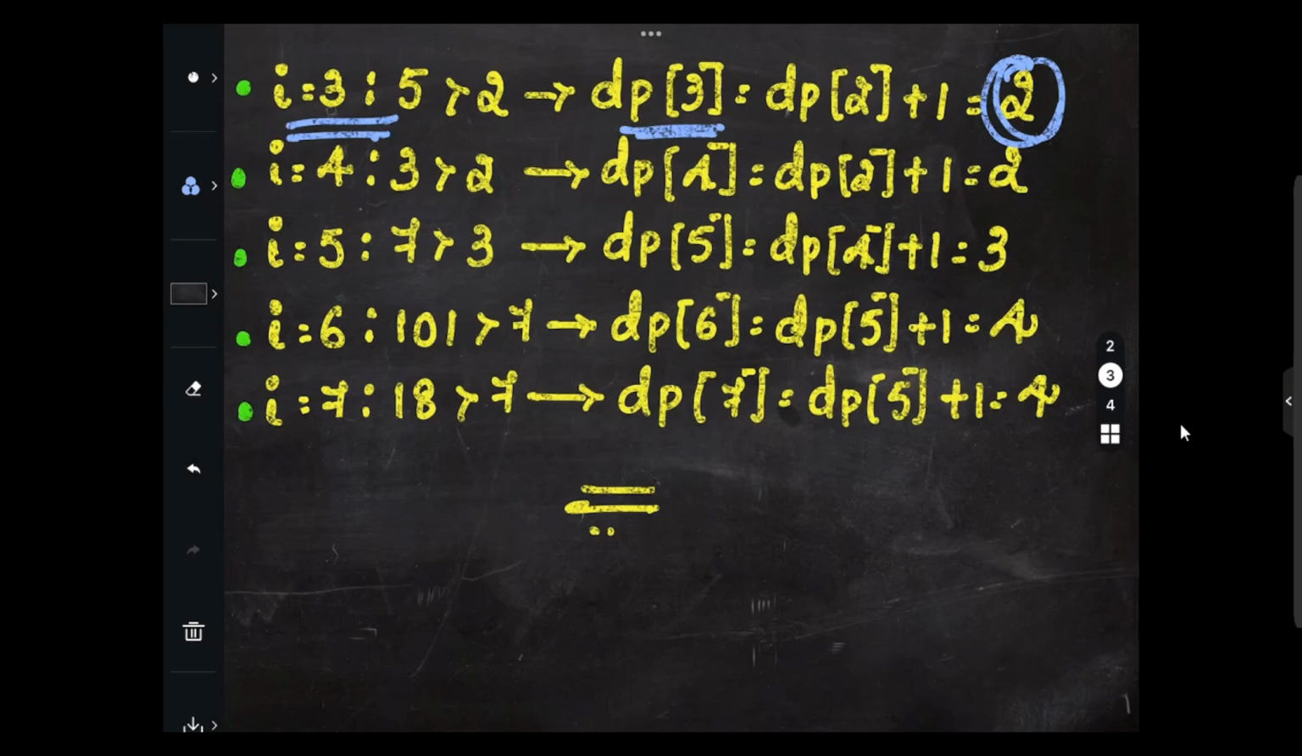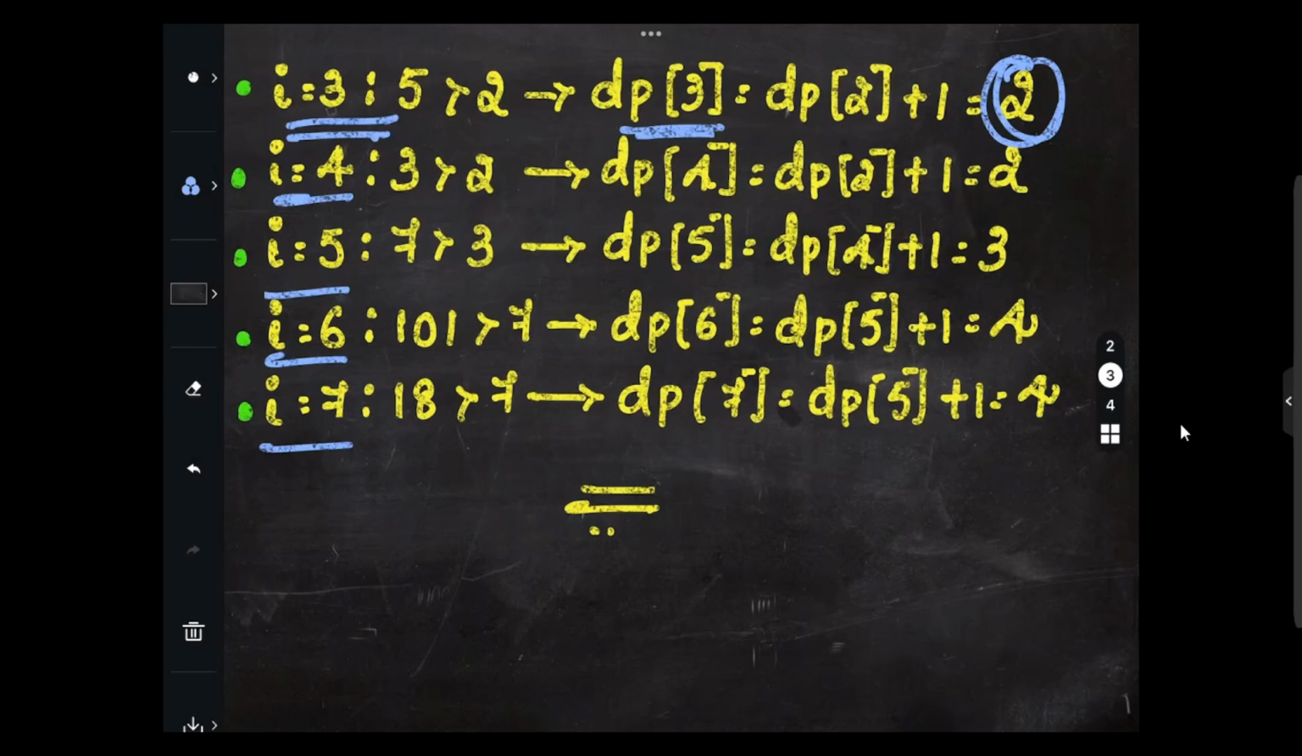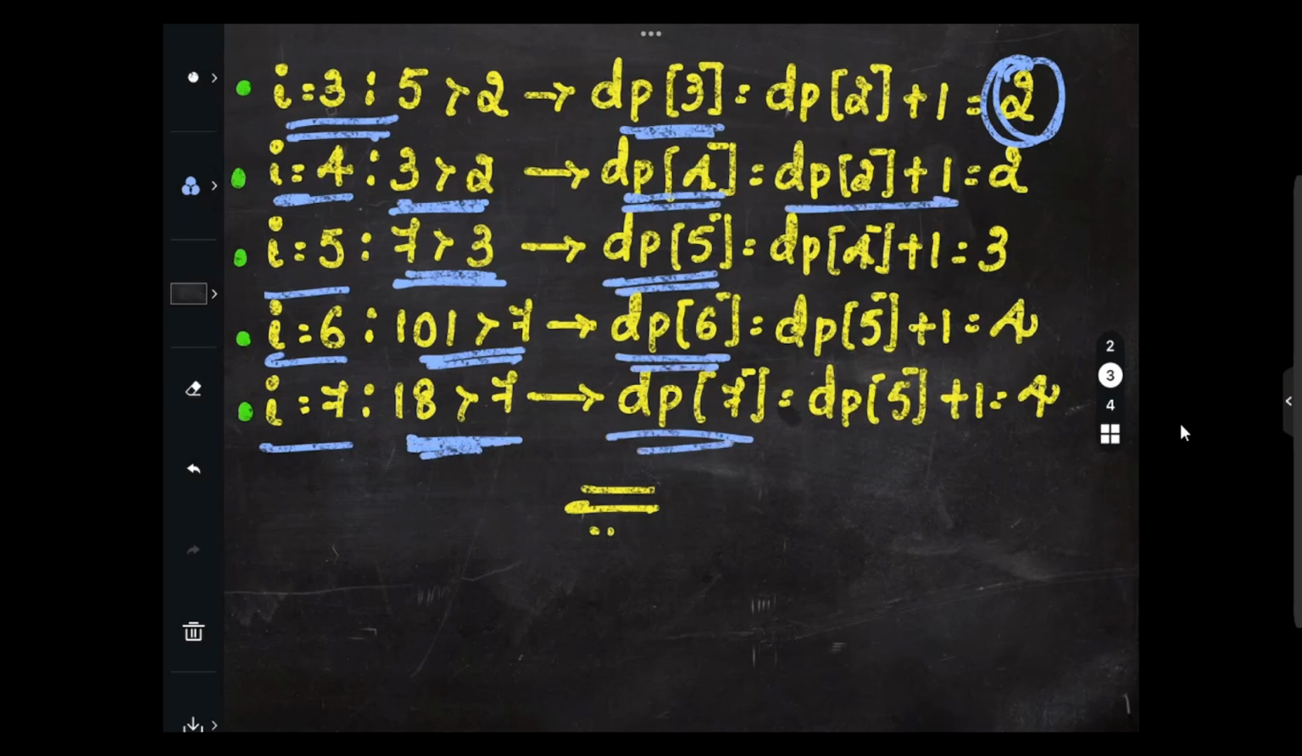So here same goes with i equals 4 5 6 7, which means in this case 3 7 101 and 18, right? So we'll be doing the same thing. 3 greater than 2, 7 greater than 3, 101 greater than 7, 18 greater than 7. In this case, what we'll do, DP of 4, DP of 5, DP of 6, DP of 7 will be calculated. DP of 4 is DP of 2 plus 1, DP of 5 is DP of 4 plus 1, DP of 6 is DP of 5 plus 1, and in this case it will be 2 3 4 4, right?